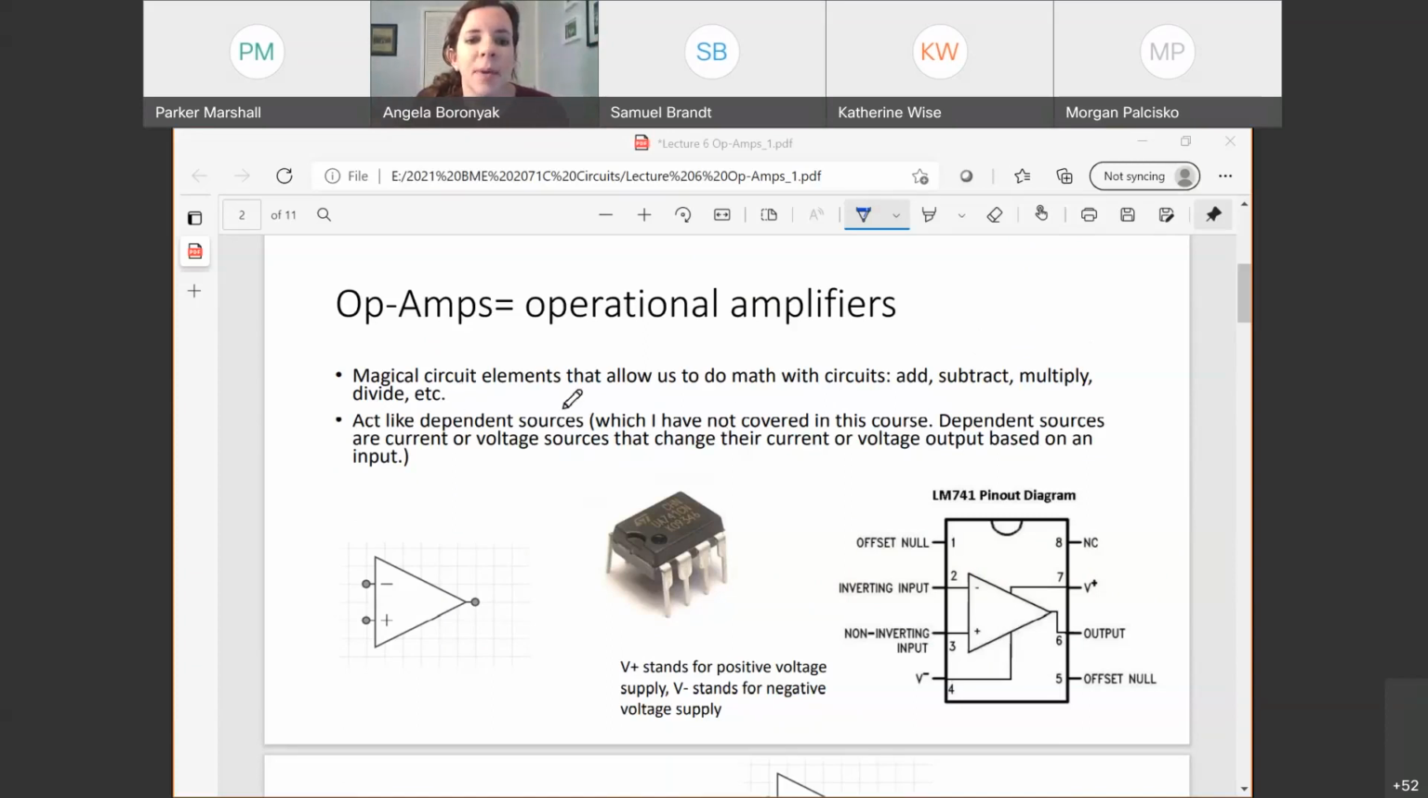They act like dependent sources. Remember I said I won't actually make you do dependent sources. We did see an example of that last week. I won't test you on them. But dependent sources are current or voltage sources that change their current or voltage output based on an input. Okay, so they are a unique beast. We're not going to get into them as actually drawn as a dependent source, but it is useful to have in the back of your mind that that is how they work. We're going to get into them by just using some set rules for how they can work in a circuit. And if we follow those rules, we can use them to our advantage.